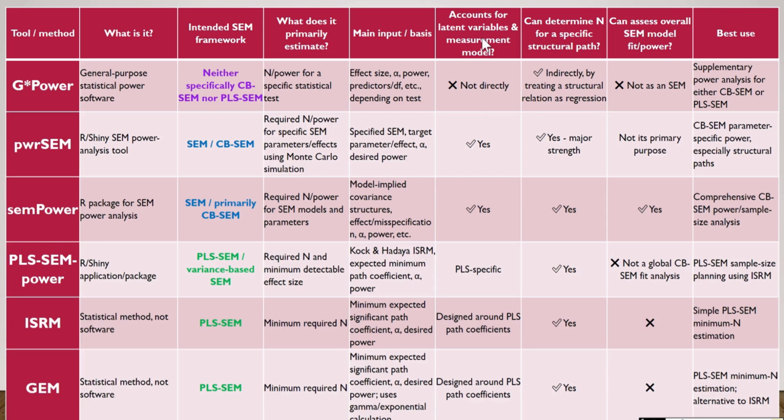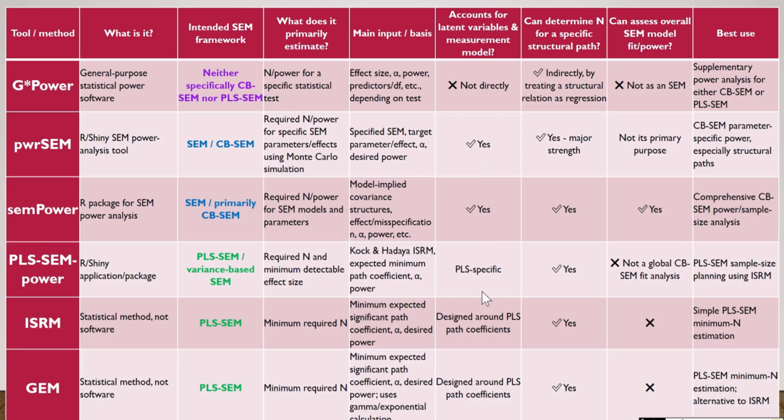Then we look at accounts for latent variables and measurement model. No, G Power does not, because when you go into structural equation modeling, you have latent variables and you assess the confirmatory factor analysis, that is the measurement model. But for G Power, as we are testing the basic statistical test, there's no measurement model and no latent variables involved. In fact, you have the composite scores of the variables when you are doing a simple regression, ANOVA or t-test, right? Then you have PowerSEM, yes, it accounts for that.